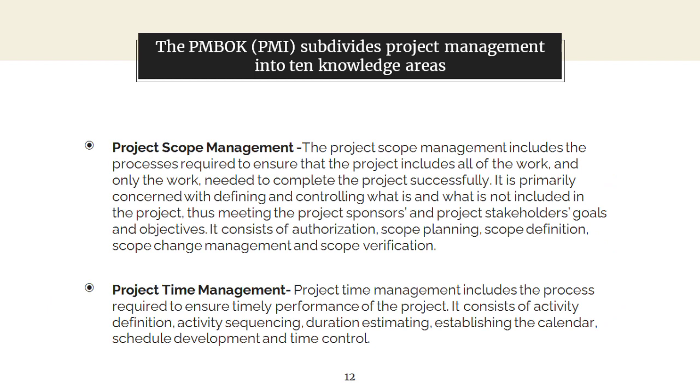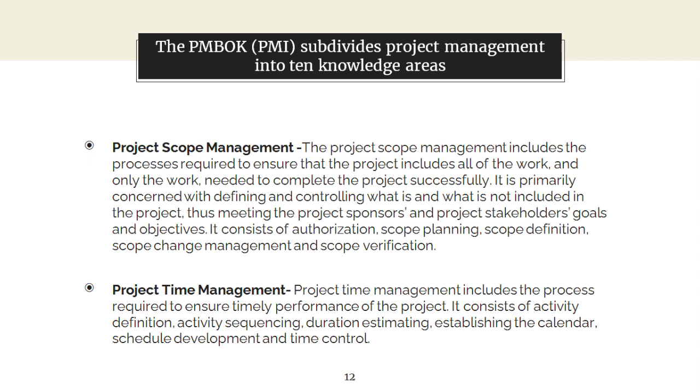First is project scope management. The project scope management includes the processes required to ensure that the project includes all of the work and only the work needed to complete the project successfully. It is primarily concerned with defining and controlling what is and what is not included in the project, thus meeting project sponsors and project stakeholders' goals and objectives. It consists of authorization, scope planning, scope definition, scope change management, and scope verification.